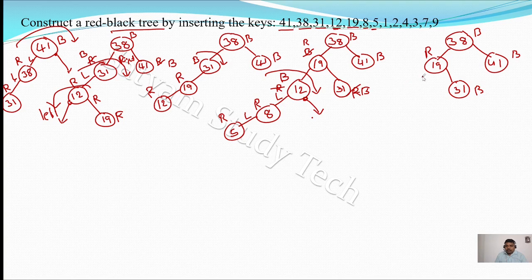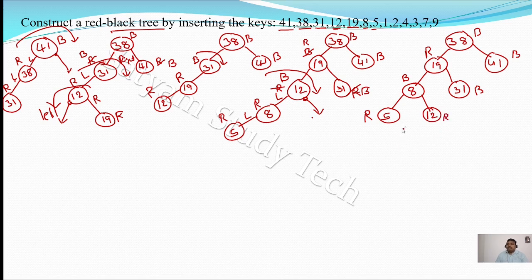Then, if we change that, here 8 becomes the parent of 12. Here it is 8, so the right of 8 is 12, and the left of 8 is 5. You can take the same color here, red. Here you only change the colors of 8 and 12. 8 is red, so we have to change it to black. 12 is black, so we have to change it to red.